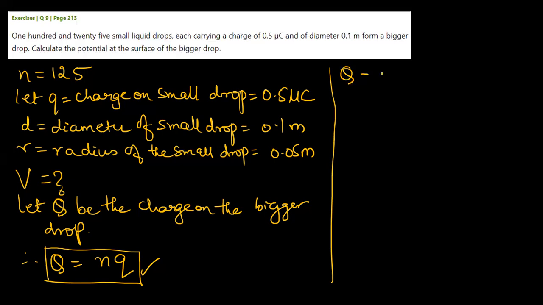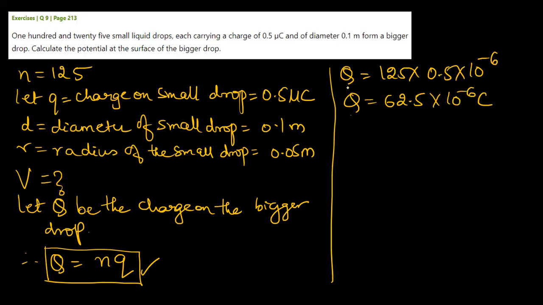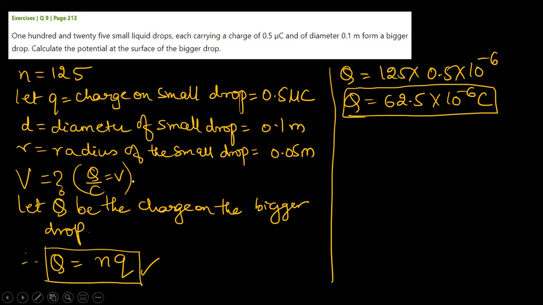So Q will be equal to 125 into 0.5 into 10 raised to minus 6. So Q will be equal to 62.5 into 10 raised to minus 6 coulomb. This is the charge I have got. I need to find the potential. Potential can be given by Q upon C, and Q I have found out.